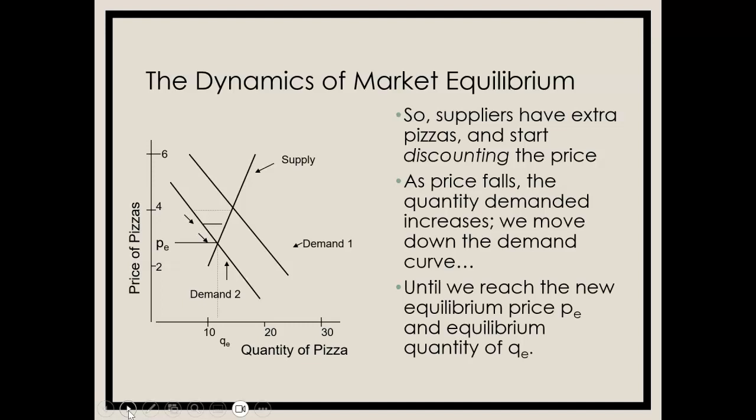Remember, once you get to equilibrium, there's no reason why the price or quantity will move, because that's the definition of equilibrium. So now we're in that stable situation with a new equilibrium price that I've called PE and an equilibrium quantity called QE.